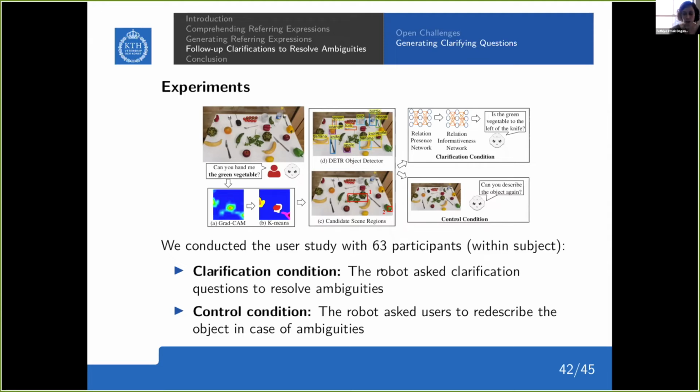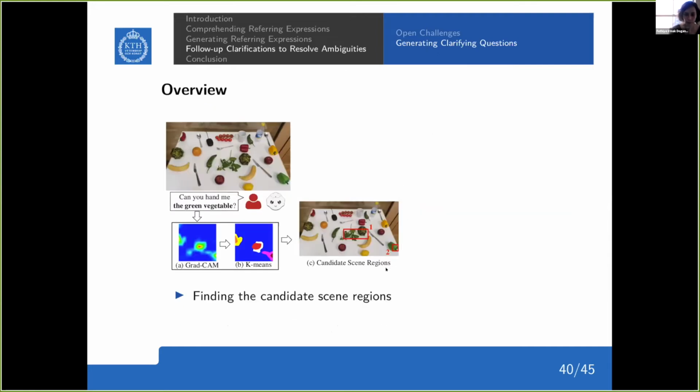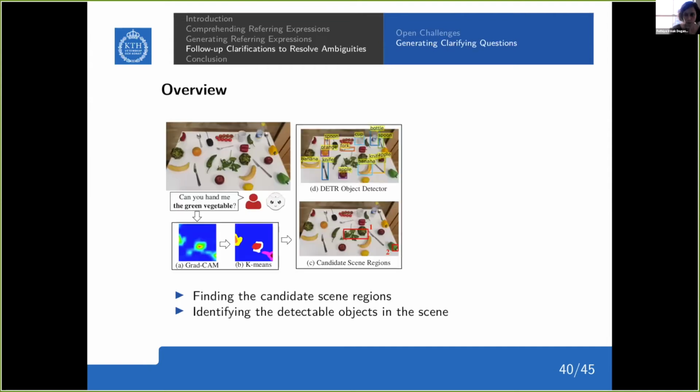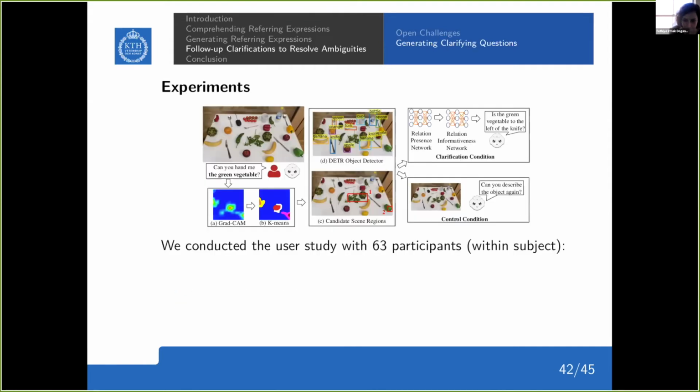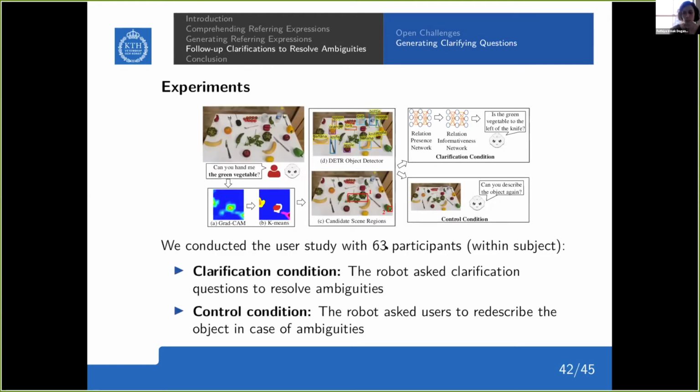And which condition the robot started the experiment with was counterbalanced. People were always starting with the first setup, then continuing with the second setup. But the order in which they started, either clarification condition or control condition, was counterbalanced.